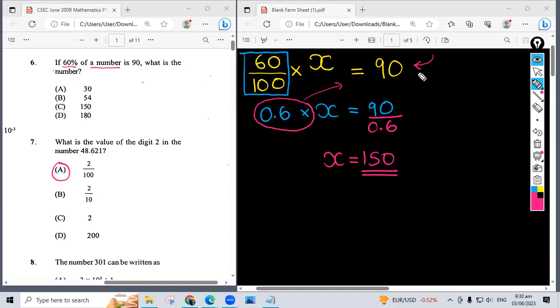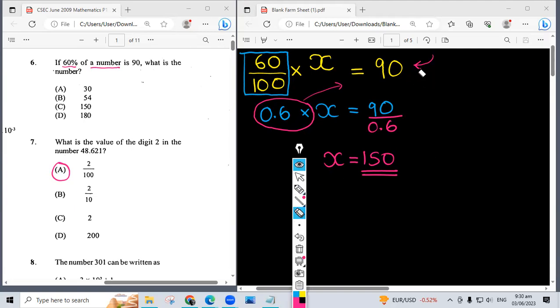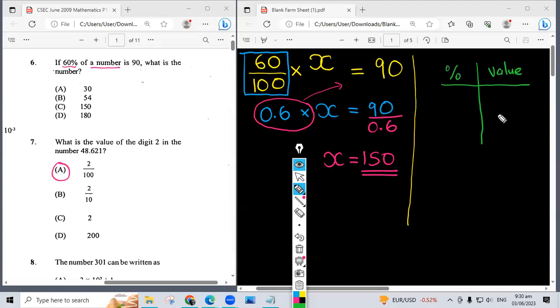But there's a different method to use, the table method. The table method, let me put it on the side here so we could compare the two methods, right? It's always good to compare two methods side by side, right? So I'll just draw a little line here. So what I'm going to do, I'm going to draw a table. We're doing two things here. We have percentages, and the percentages are representing values.